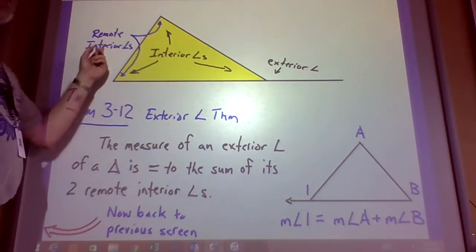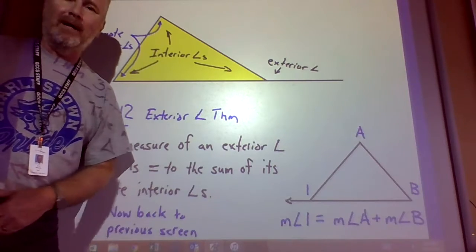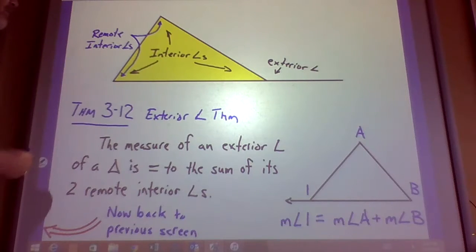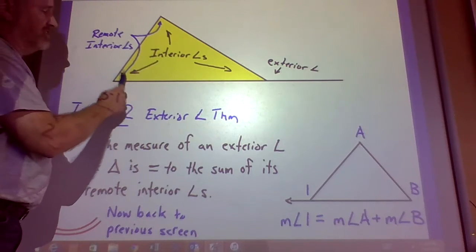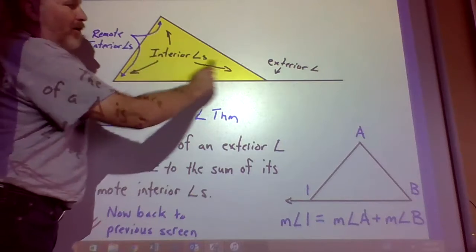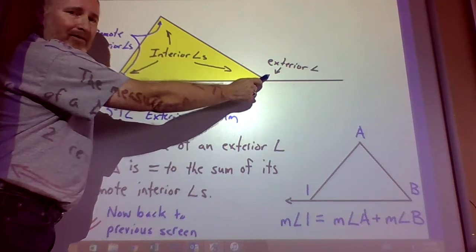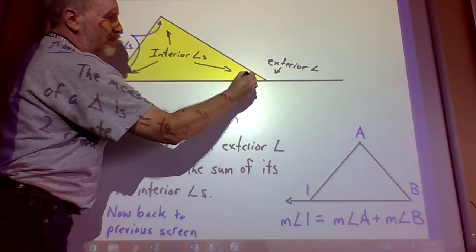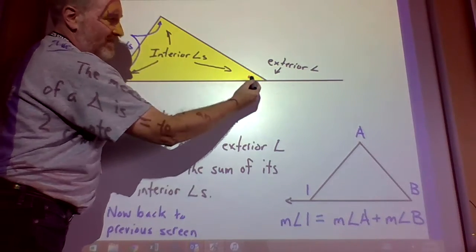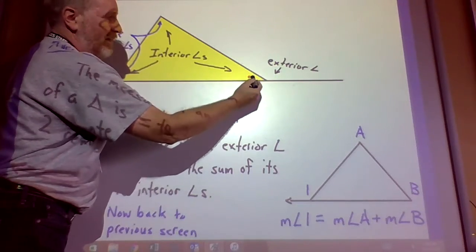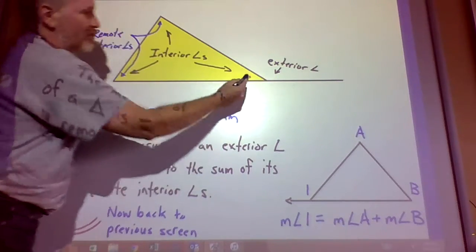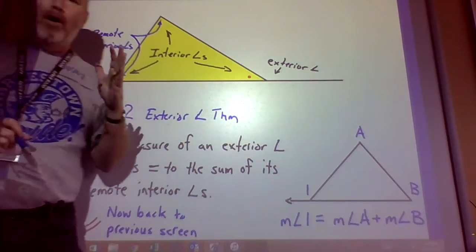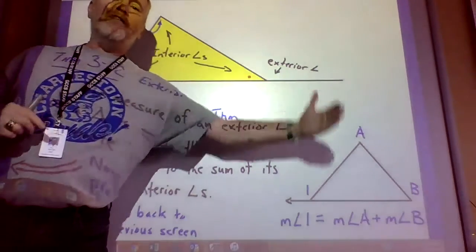So, what does it mean? Remote interior. You're making a big deal about remote meaning far away. What are these two angles far away from? Well, they're called the remote interior angles because they're the inside angles that are far away from this exterior angle. I made an exterior angle over here. This angle right here would be a close interior angle. It's close to the exterior angle, but I don't care about that. I care about the two that are far away from it. This one up here and this one down here. Those are remote interior angles. They're far away from the exterior angle.